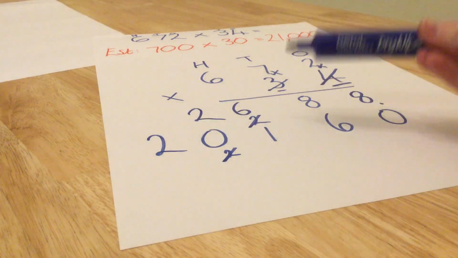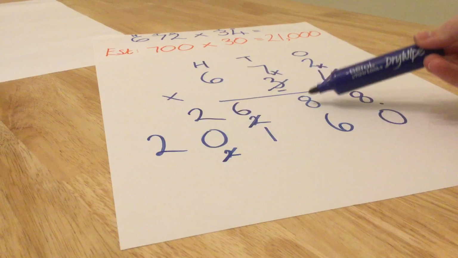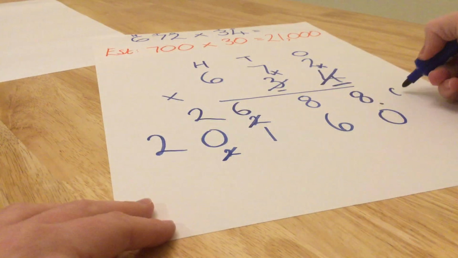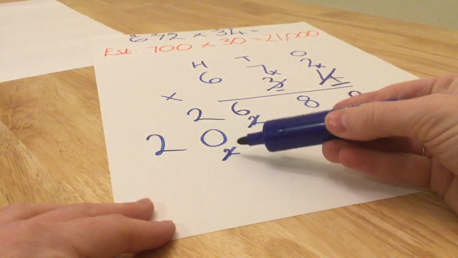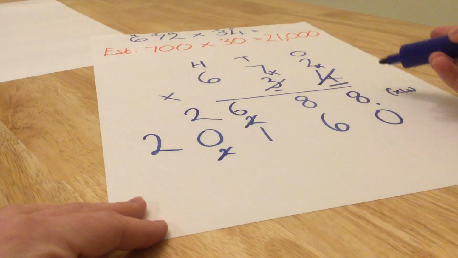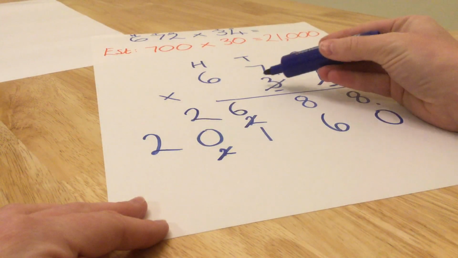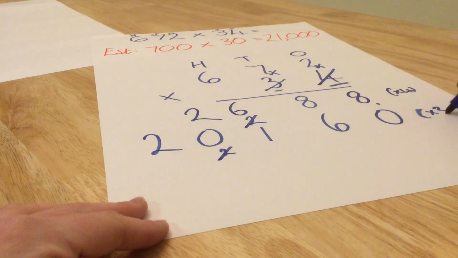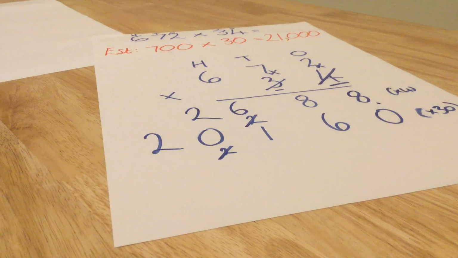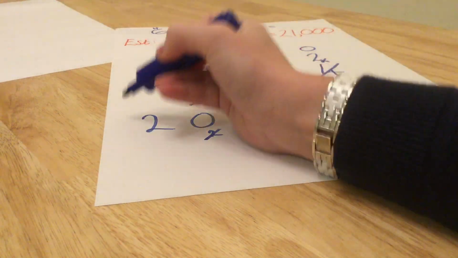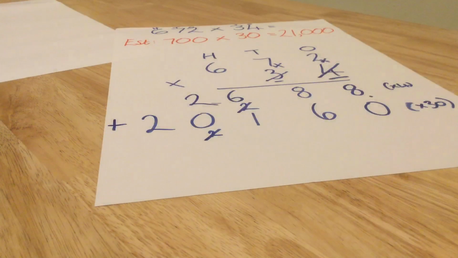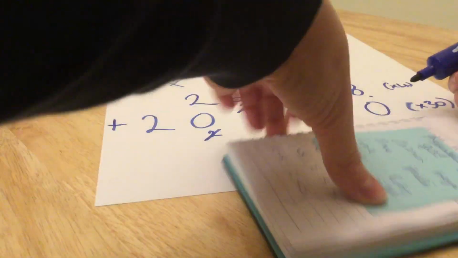So then I end up with 2,688, which is all of those numbers times by 4. And I've got 20,160, which is all those numbers times by 30. Now I need to add these two numbers together. Okay, I get a ruler. You would use a ruler.